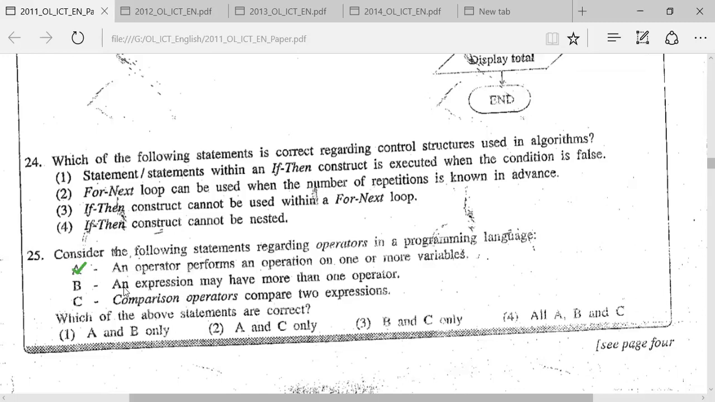An expression may have more than one operator. In a single expression, we may have more than one operator: addition, division, subtraction, everything. So that is also right. Comparison operators compare two expressions. That is also true. We can compare two expressions by using comparison operators. That one also we discussed in our class. So the answer will be the fourth answer option.